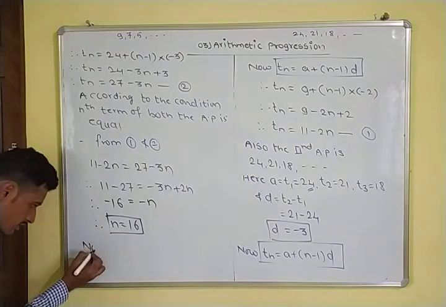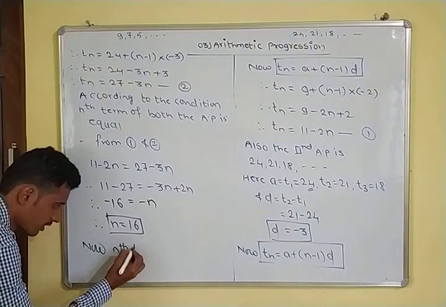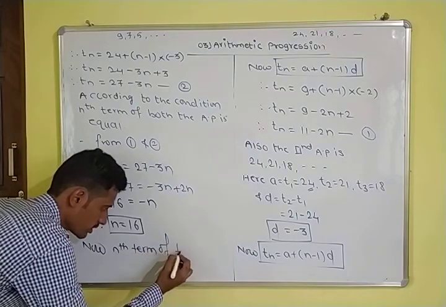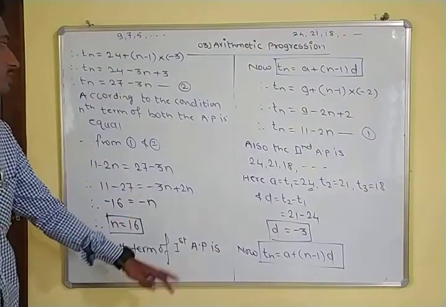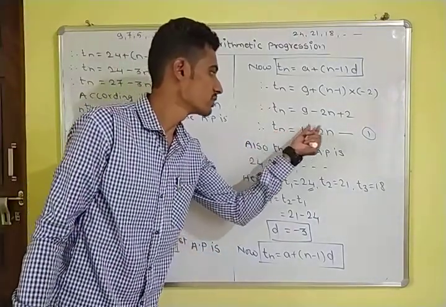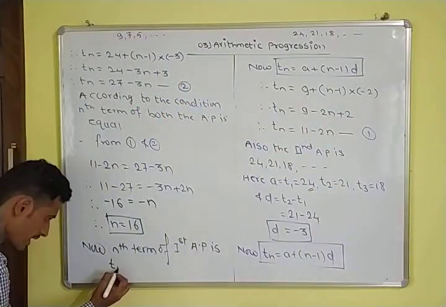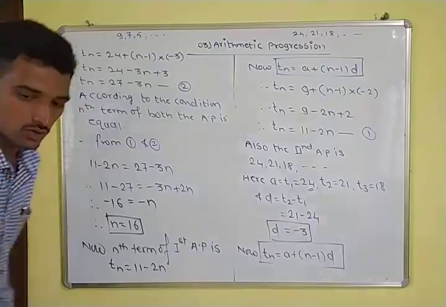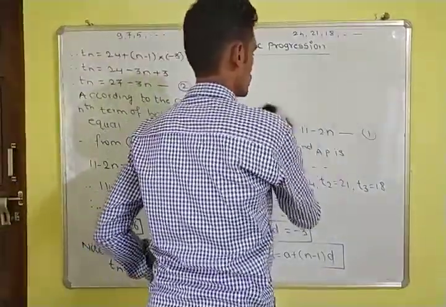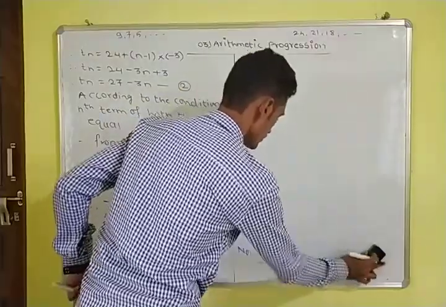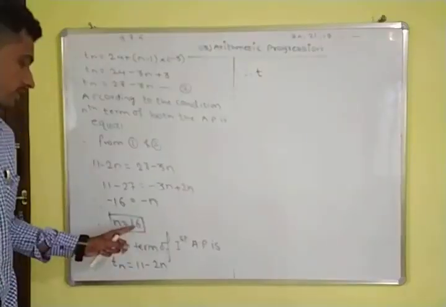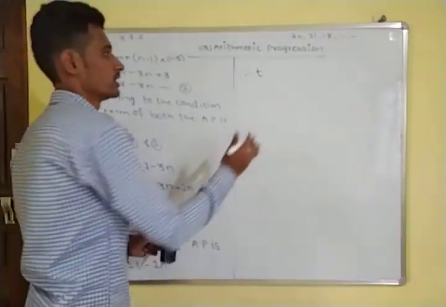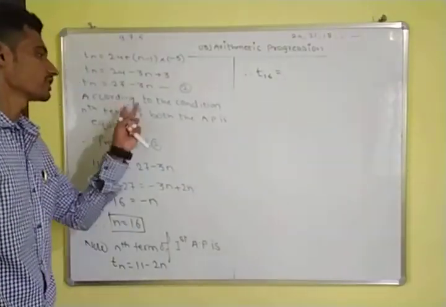Now the nth term of the first arithmetic progression is this: Tn is equal to 11 minus 2n. Okay, so 11 minus 2n means what? The calculation is, you only have to put the value here. Therefore, what is the value of n? That is T16. Therefore T16 is equal to, so there are 16 terms in each arithmetic progression.